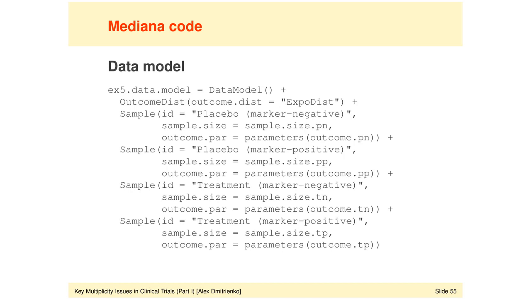Slide 55 defines the resulting data model. The overall process is very similar to what we saw in example 4. We begin with an empty data model. Then we specify the distribution of the outcome variable, of the primary variable, which is exponential. And then we specify the parameters of each individual sample object, beginning with its ID, the sample size, the number of patients to be included in this sample, and the outcome parameter specifies the parameter of the exponential distribution or the hazard rates that we defined earlier.